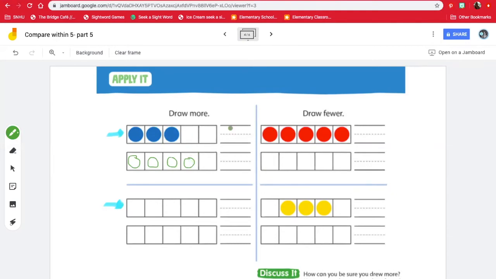So up here we have 3, and here we have 4. Right here, there's nothing, and a number to represent nothing is 0. All right, I'm going to draw a number that's more than 0.